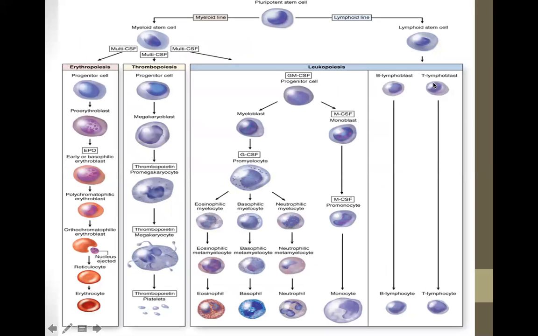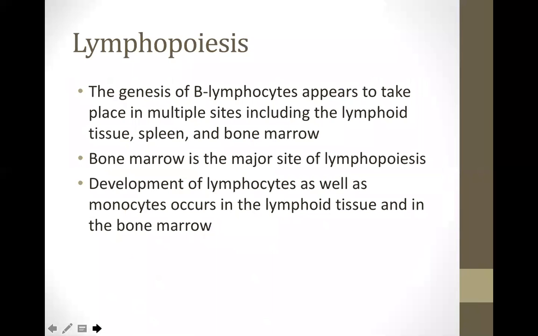Now, in this picture, from this T lymphoblast, it will become your T lymphocyte. No? Hindi lang siya dapat lymphoblast. Kailangan meron kang B or T. What about B lymphocytes? If your T lymphocyte goes to your thymus, the genesis of your B lymphocyte appears to take place in multiple sites such as the following: spleen, bone marrow, and lymphoid tissue. But the major site of B lymphopoiesis is the bone marrow. Okay? Tandaan nyo yan. Ang dali-dali na yan.